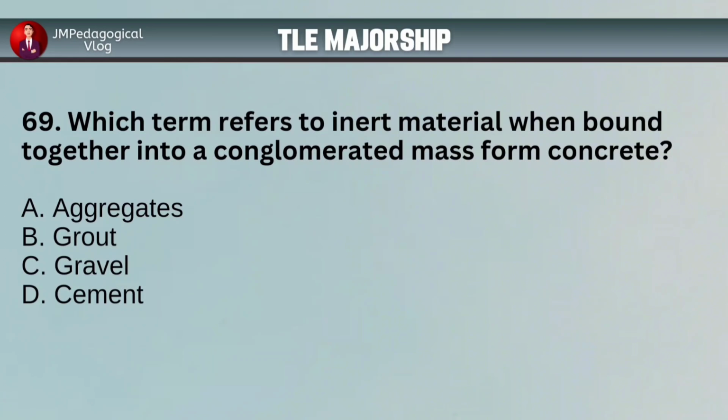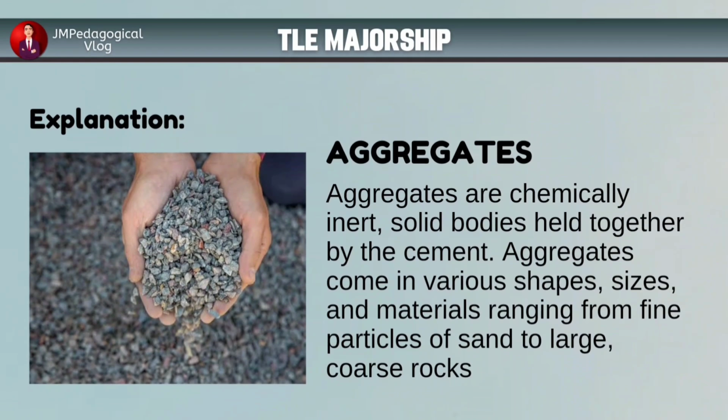69. Which term refers to inert material when bound together into a conglomerated mass forms concrete? A. Aggregates. B. Grout. C. Gravel. D. Cement. A. Aggregates. Explanation. Aggregates are chemically inert, solid bodies held together by the cement. Aggregates come in various shapes, sizes, and materials ranging from fine particles of sand to large, coarse rocks.